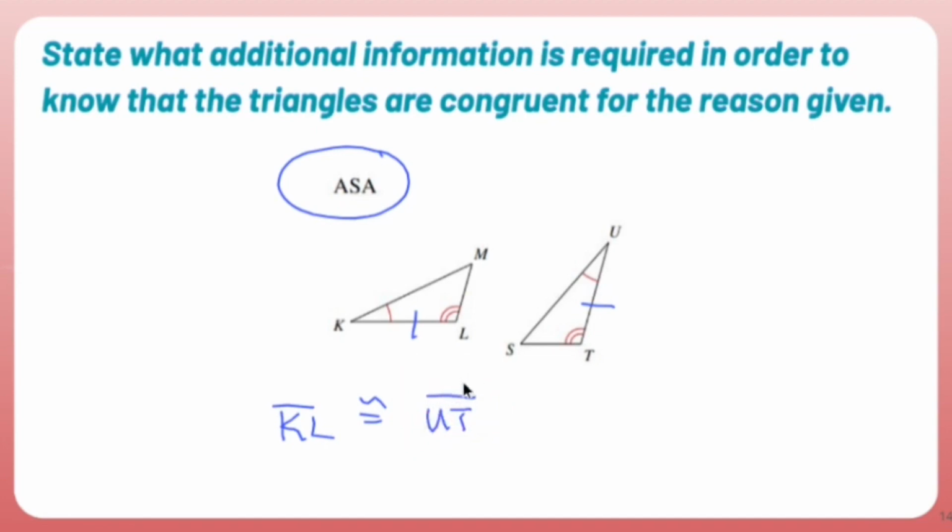Now, a lot of you are like, why did you put TU and why did you put UT? Why did you stutter for a second there? Because K matches up with U and T matches up with L. I have to make sure I put it in order. But now I have enough information to prove that these two triangles are congruent based on ASA because I made the side in between those two angles congruent. Done.